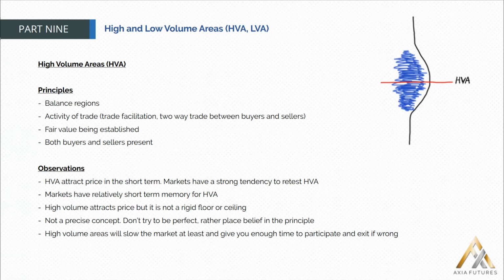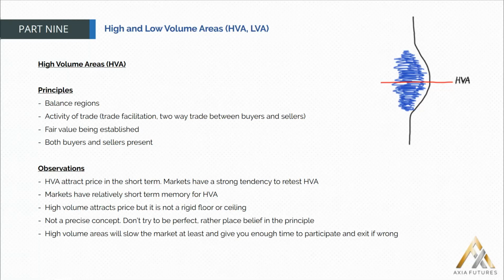Now, markets have a relatively short-term memory for high volume areas. In other words, they might not respect the high volume area when they come back and test it. In fact, they may actually go straight through it. Now, high volume attracts price, but it is not a rigid floor or ceiling. Okay, so what we mean by that is if a market moves away from fair value and then comes back to retest it, as it often does, it doesn't imply this high volume area is support or resistance, or that it will hold as a potential respected level. It is merely a reference point. It is a reference where buyers and sellers previously accepted prices as fair value.